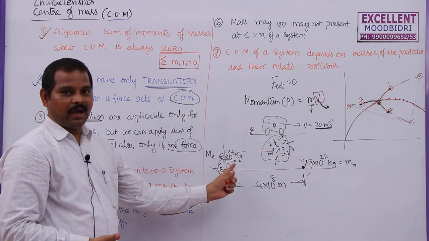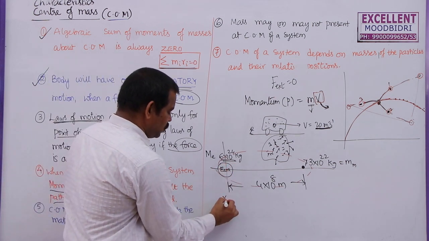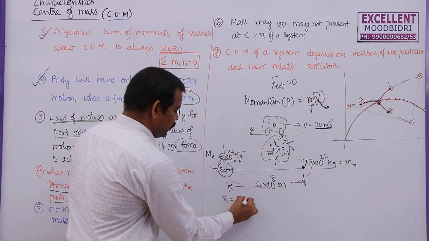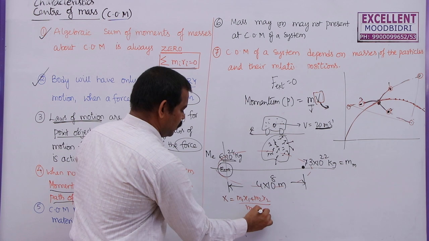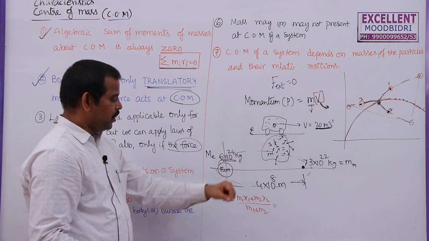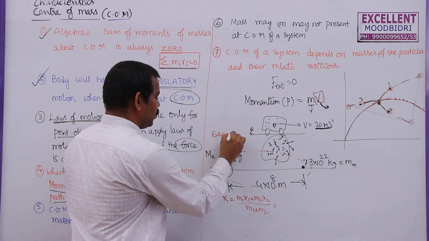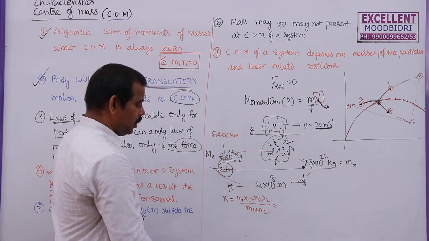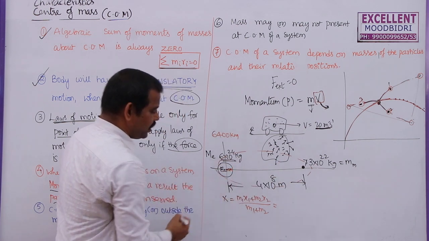Now you can have that formula, taking the coordinate of earth as 0. So you can use x is equal to m1 x1 plus m2 x2 by m1 plus m2. If you find this value, the radius of earth is 6400 kilometers, and it is found that the center of mass of the system will lie somewhere here.